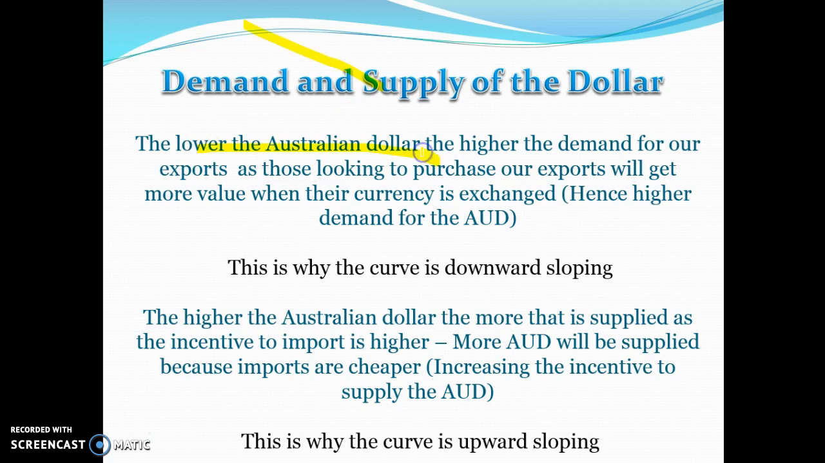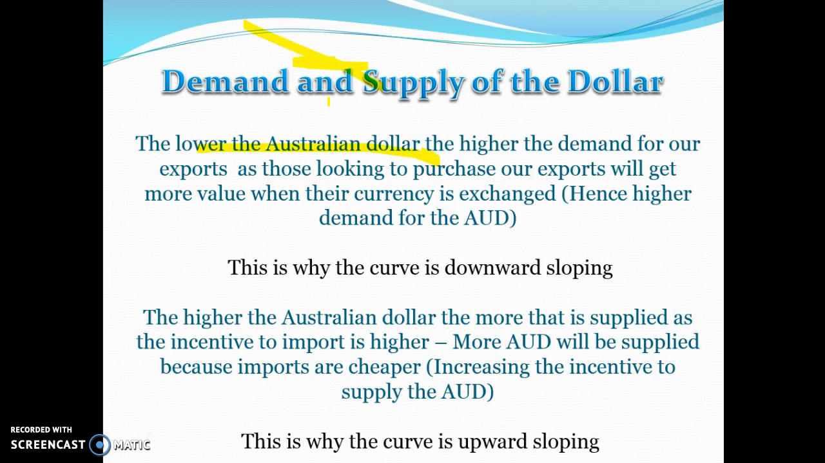that's because the lower the value of the Australian dollar, the higher the demand for our exports will be, and the more the foreign people will want to convert their currency into ours. So if the Australian dollar is low, not only does it increase the demand for exports, but it increases the demand for foreigners buying Australian property, investing in Australia, because they're getting more purchasing power for their currency. So they're more willing to demand our dollar at that point.